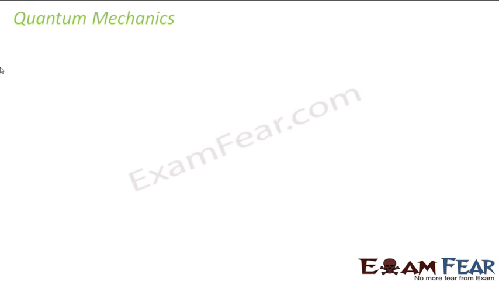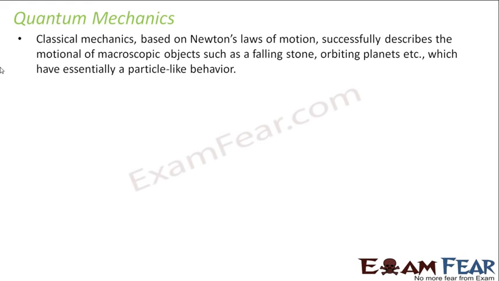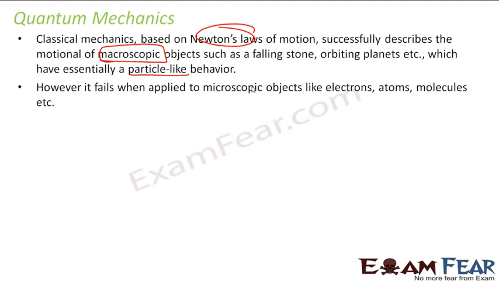To explain all this, let's start with quantum mechanics. Classical mechanics is based on Newton's three laws of motion. These laws describe the motion of macroscopic objects, big objects like a ball moving, a stone falling, a planet moving. Those things it describes perfectly fine, which generally have particle-like behavior and very small wave-like behavior because the mass is more. But when it comes to microscopic objects like electrons, atoms, nuclei, it fails. Classical physics fails.